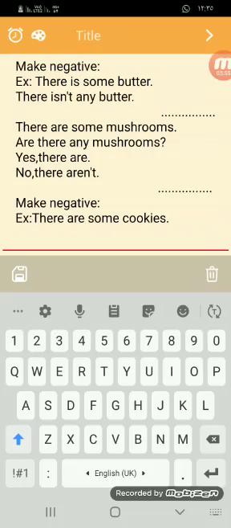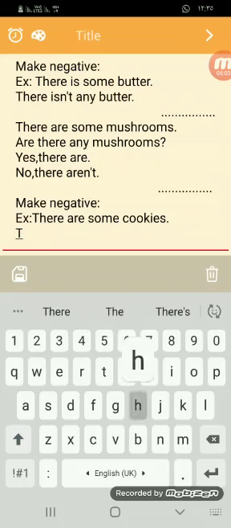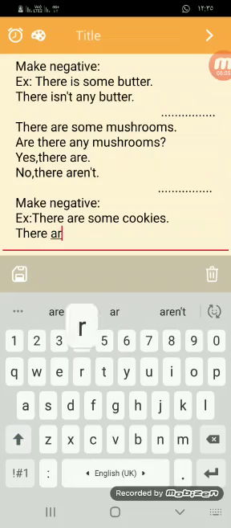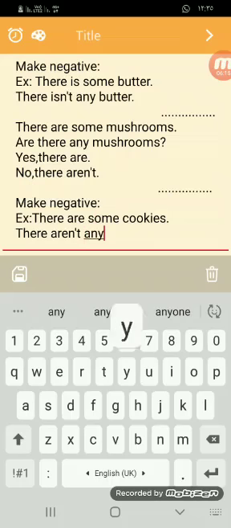If you want to make negative, change are into aren't. If you have is, change is into isn't. So the sentence will be there aren't. What about some? Yeah, all the time change some into any. Okay? Any cookies. Understand now?